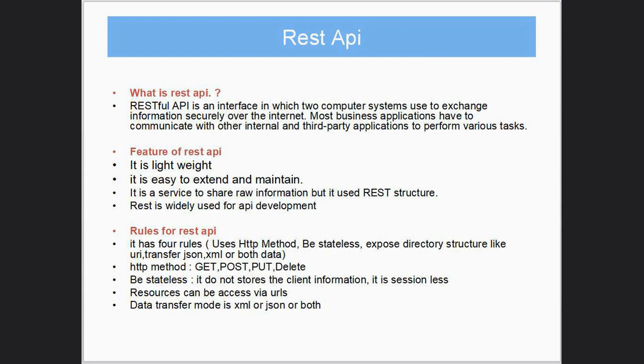The features of REST APIs are: it is lightweight, it is easy to extend and maintain, it is a service to share raw information but uses REST structure. REST is widely used for API development. Rules for the REST APIs: it has 4 rules. It uses HTTP methods, it is stateless, it exposes directory structure like URL patterns, and it can transfer the data in the form of JSON, XML, or both.